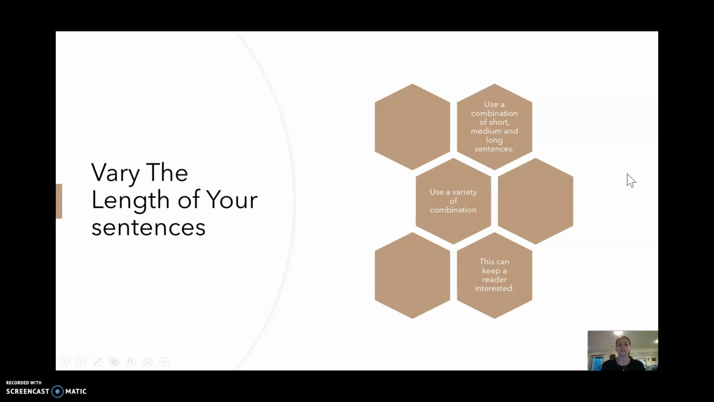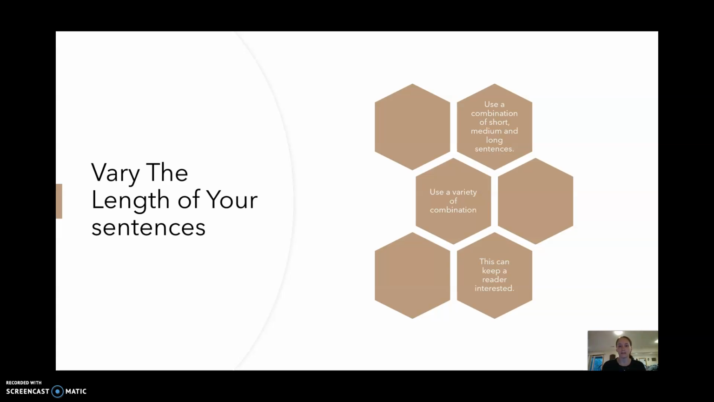The first technique is to vary the length of your sentences. That's to use a combination of short, medium, and long sentences. And it's also to use a variety of the combination. You don't want to use too many short sentences because the reader could become disinterested, and you don't want to have too many long, tedious sentences one after another because, again, it is really easy for your reader to become disinterested or stop paying as close attention to the sentence. So it's important to use a variety of the sentences, and this will help to keep your reader interested.